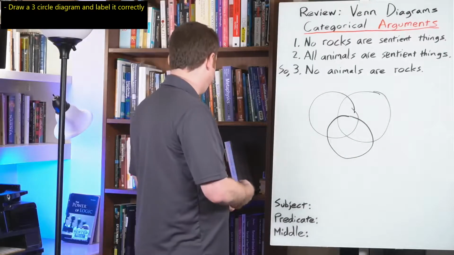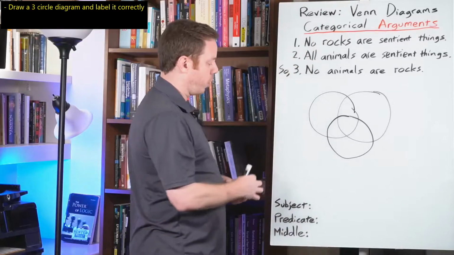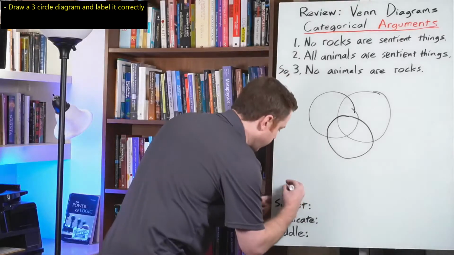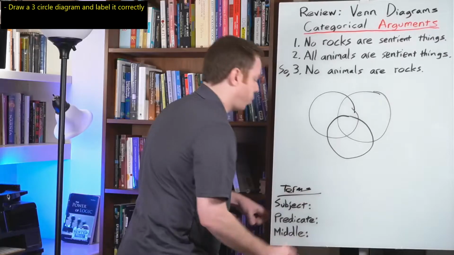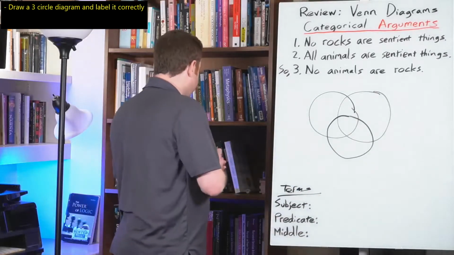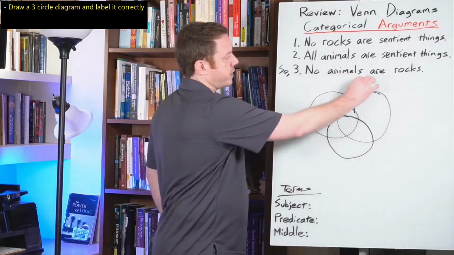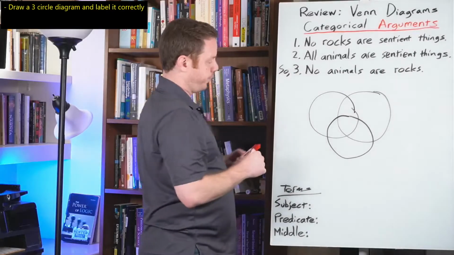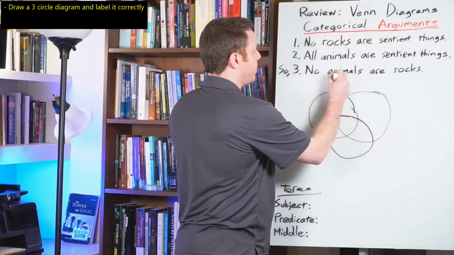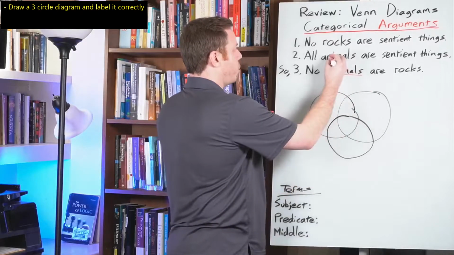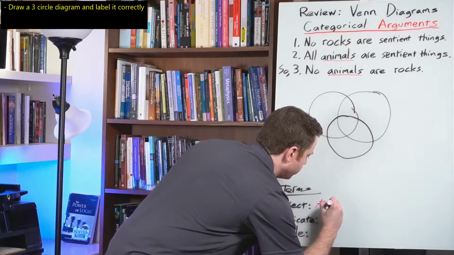So how do we label? Well, it's helpful to know the names of the different terms that occur. So we have subject, predicate, and middle terms. These are the types of terms. Subject and predicate are referring to the subject and predicate of the conclusion. So the subject of the conclusion is going to be animals. It also occurs up here. So our subject term is going to be animals.